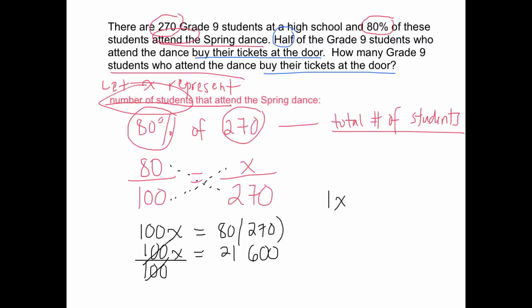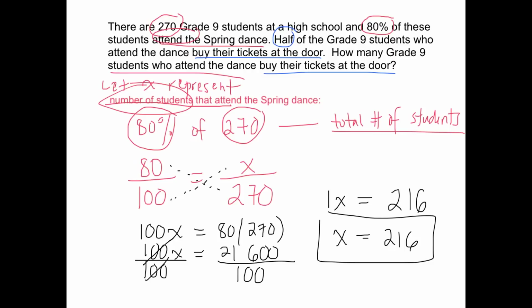What do we need to do to the right side of this equation now? Well, whatever you do to one side, you must do to the other side, so I need to divide the right side by 100. Therefore, 1x is equal to 21,600 divided by 100, which gives us 216. So x equals 216. That means that there are 216 students that attend the spring dance.